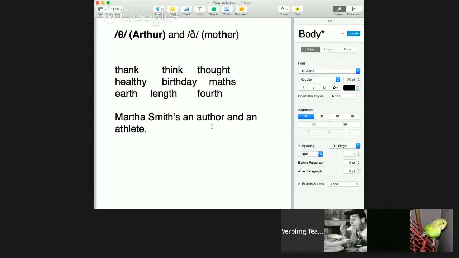Think, thought, healthy, birthday, math, earth, length, fourth, Martha Smith, an author and an athlete. Beautiful. Well done, Salvatore. You've already improved since the beginning of the lesson.